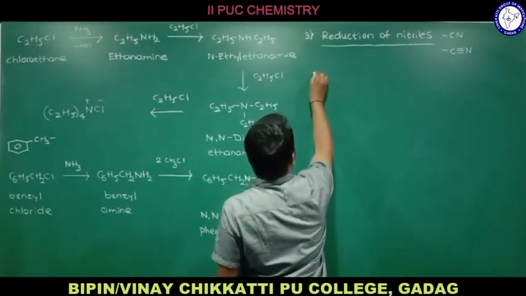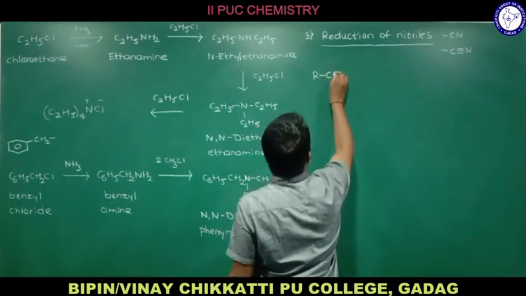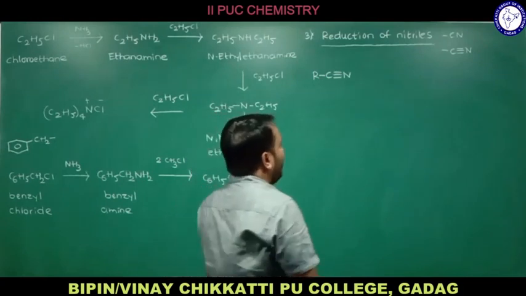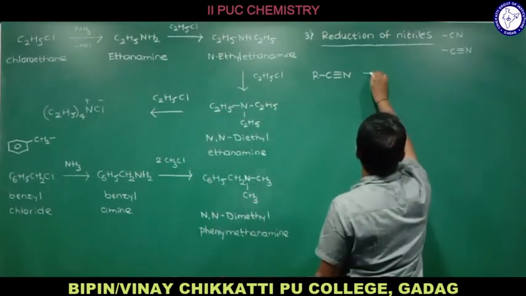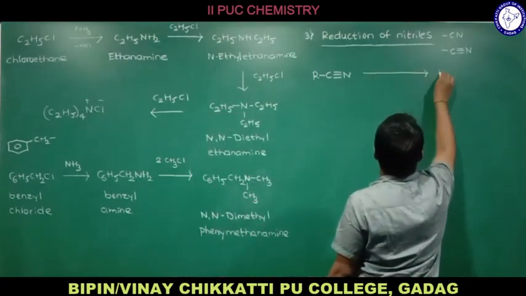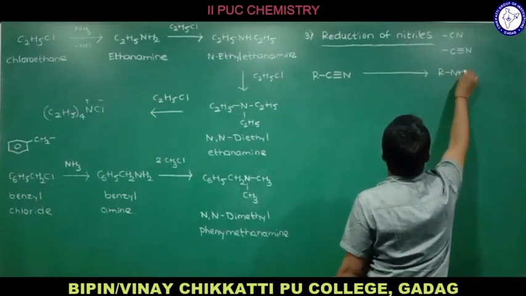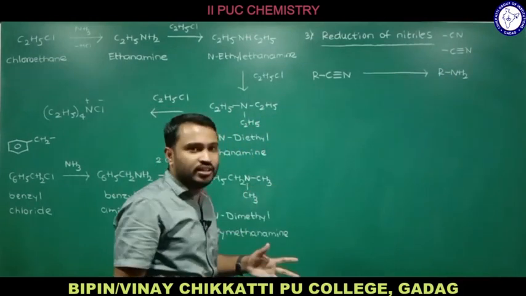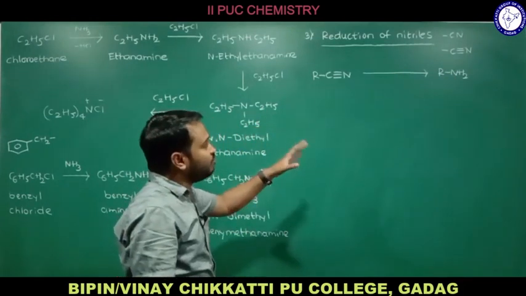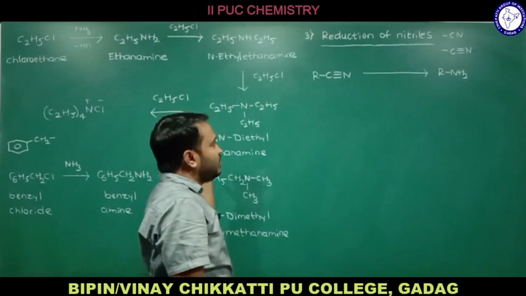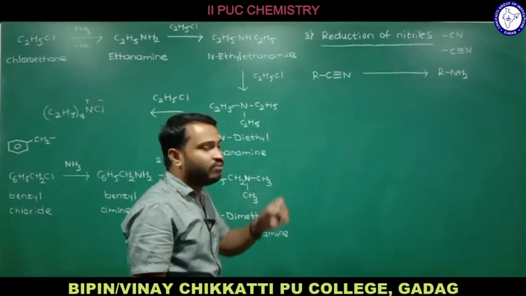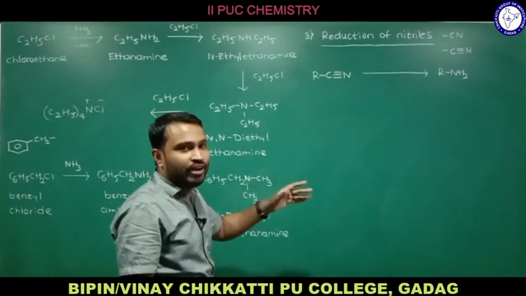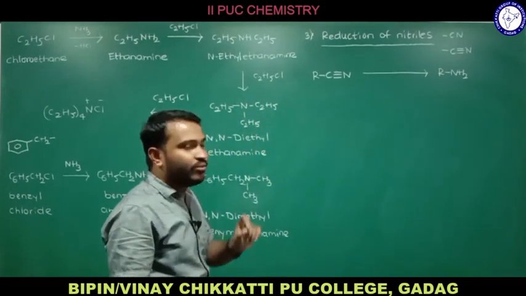So in general I am going to consider R-C triple bond N, or I can consider R-CN, and this has to be converted into the amine, RNH2. So what are the reactants we are supposed to consider, what are the substances we are supposed to add if we want to convert nitriles into amines? And here of course we have carbon triple bond nitrogen, reduction takes place and we are going to get the amines.